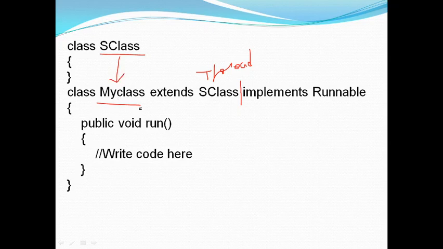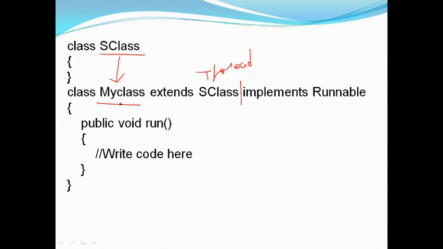Because Java doesn't support multiple inheritance. At a time we have only a single parent. That is the reason why, if your thread class wants to extend any other class, it is not possible. Why? Because Java doesn't support multiple inheritance.